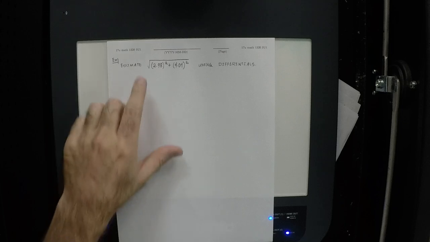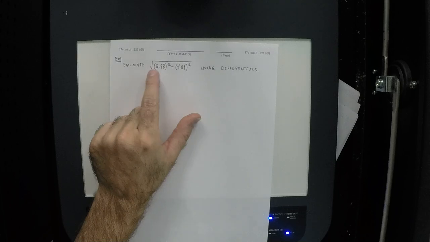I love it. So this is just like half an hour ago, when I said let's estimate the square root of 122 and a half. And so we said, well, how about we use the formula square root of x? Here, now it's going to look like square root of x squared plus y squared. Furthermore, 2.98 is kind of suggestive of a number that's close, is it? 3 is close to 2.98, isn't it? And what would be a number close to 4.01? How about 4? Now let's go with that for just a minute.